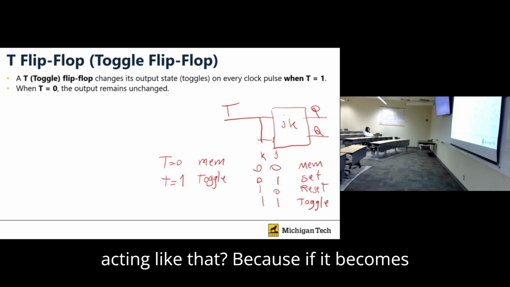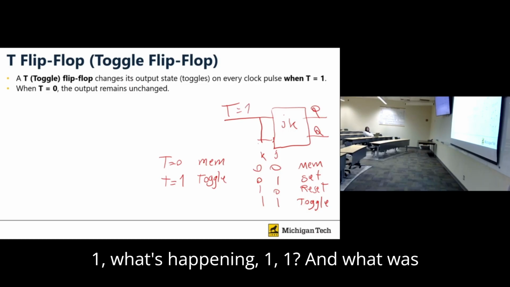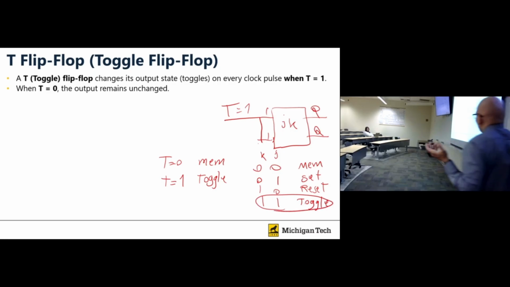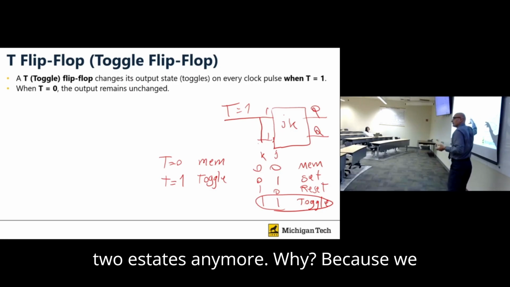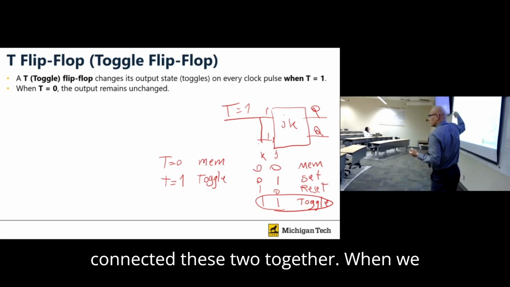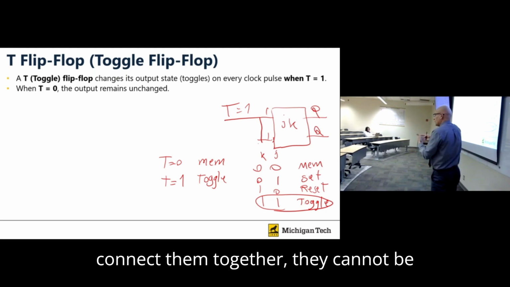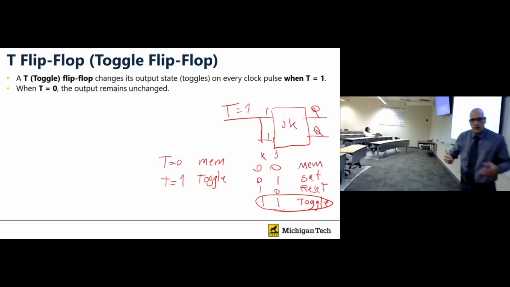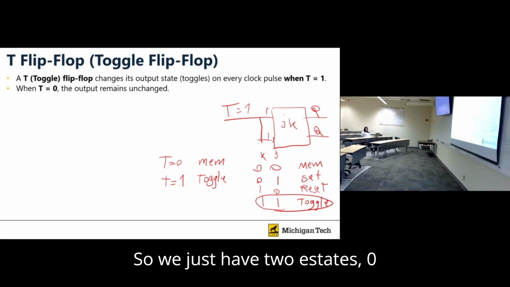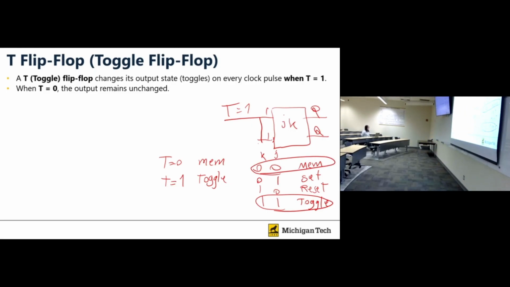Why does it act like that? Because if T becomes 1, what's happening? It's 1, 1. And what was the state of 1, 1? Toggle. That's why we don't have these two states anymore. Why? Because we connected these two together. When we connect them together, they cannot be different. They are all the same. So we just have two states, 0 or 1: 0 for memory and 1 for toggle.